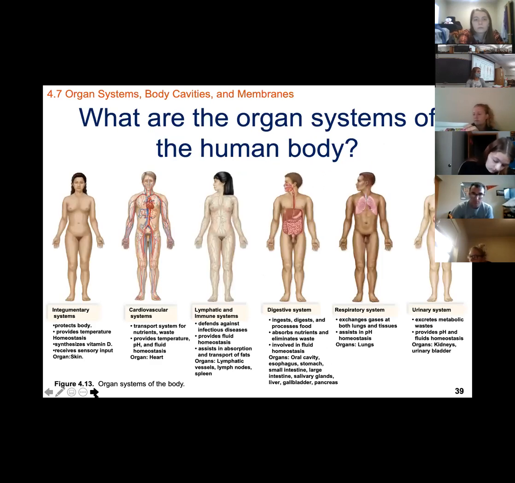All right, here's a couple examples of some organ systems in the body. First, we have that integumentary system. This is what helps protect the body, provides temperature homeostasis, synthesizes vitamin D, and receives sensory inputs. We just talked about that a little bit. So these are the different types of organ systems. You have that cardiovascular system, the lymphatic and immune system.